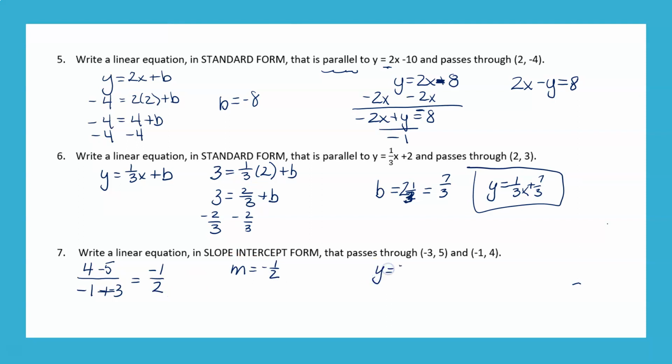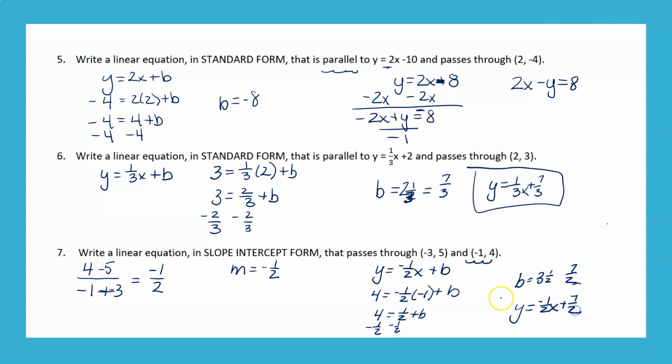So I have y equals -1/2 x plus b. You can pick either one of those. I'm going to use this one. So I have 4 equals -1/2 times -1 plus b. 4 equals +1/2 plus b. I'm going to subtract a half, right? So b is 3.5, which is 7/2. So if I put this all together, I have y equals -1/2 x plus 7/2.